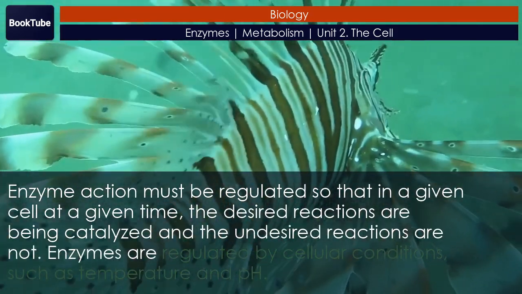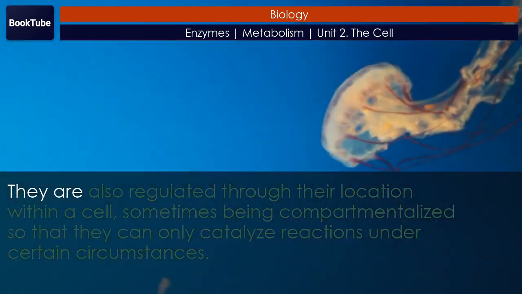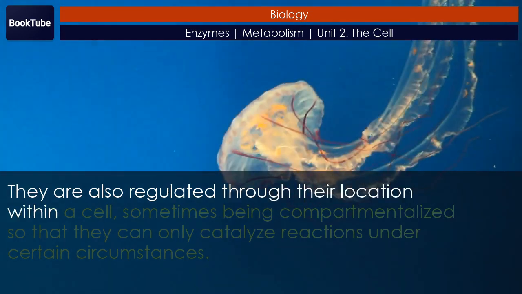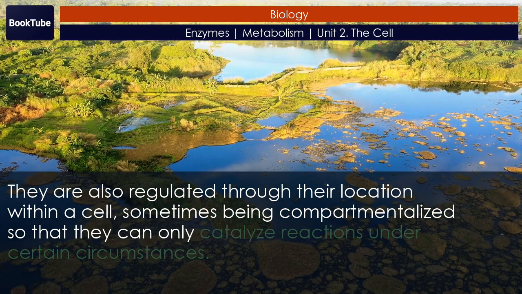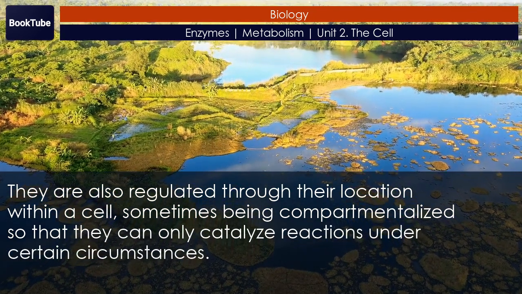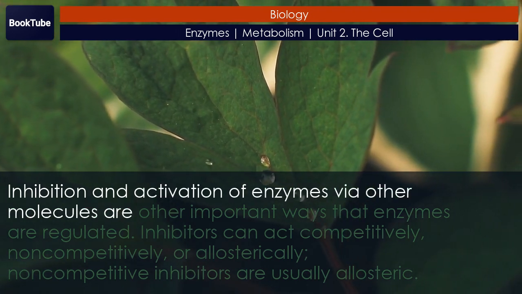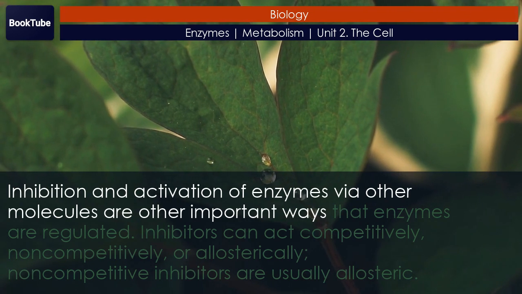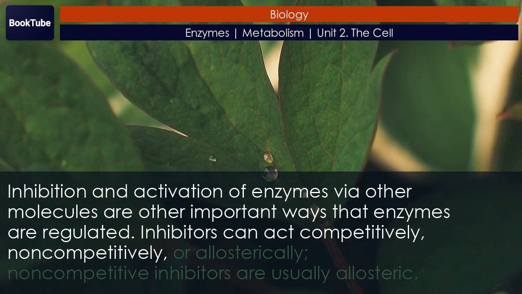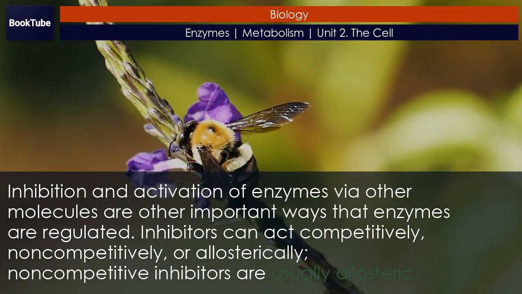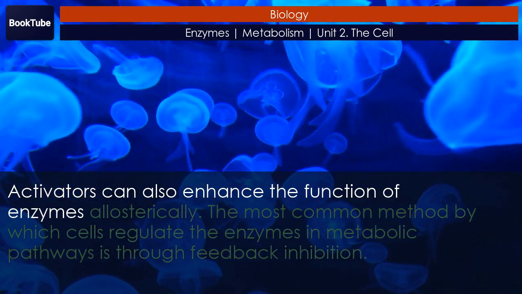Enzymes are regulated by cellular conditions, such as temperature and pH. They are also regulated through their location within a cell, sometimes being compartmentalized so that they can only catalyze reactions under certain circumstances. Inhibition and activation of enzymes via other molecules are other important ways that enzymes are regulated. Inhibitors can act competitively, noncompetitively, or allosterically. Noncompetitive inhibitors are usually allosteric. Activators can also enhance the function of enzymes allosterically.